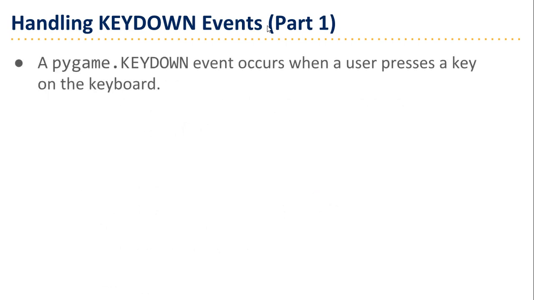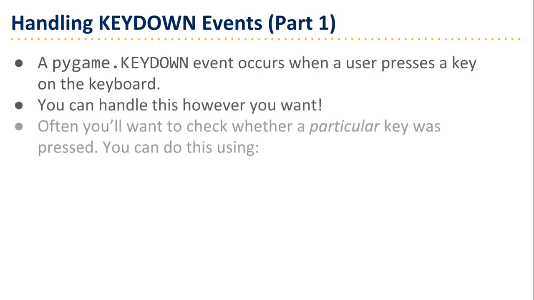Now, key down events. A key down event occurs when a user presses a key on the keyboard, and again, you can handle this however you want. But often you'll want to check which particular key was pressed. So Pygame's key down event is a generic event for all keys. Like there's no separate event for the H key and the G key and the left key and the right key. They're just all key down events. So if you want to check which key was pressed, and you probably do, you maybe want your character to move up if the up key is pressed and jump if the A key is pressed, then you need a little bit more machinery.